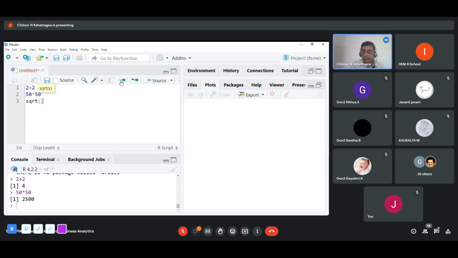Square root of 625. Answer is 25. 25 is the answer. Right? I can do a simple multiplication, addition, whole lot of things we can do here. Right? Okay. And multiple things can be done here. Right? I can also create strings, vector, matrix. So multiple things can be done.